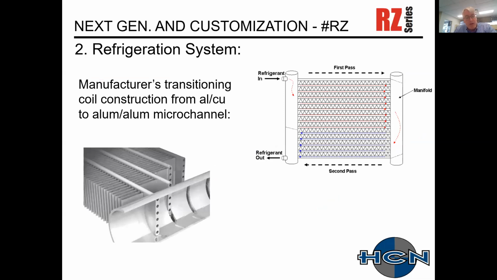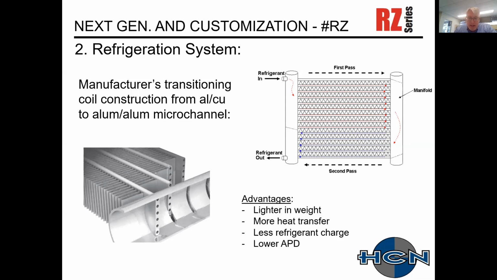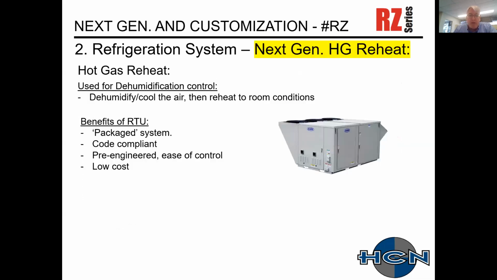Manufacturers are also transitioning on the coil construction from aluminum copper to aluminum microchannel. This is very common in condenser coils. There's a cutaway view of the microchannel. I'm pretty sure everybody's really familiar with these already. The advantages of the microchannel are that they're lighter in weight versus the aluminum copper. They have better heat transfer. There's less refrigerant charge, which is always important, especially on a LEED project. And they also typically have lower air pressure drop versus a 4 or 6 row aluminum copper evaporator coil.